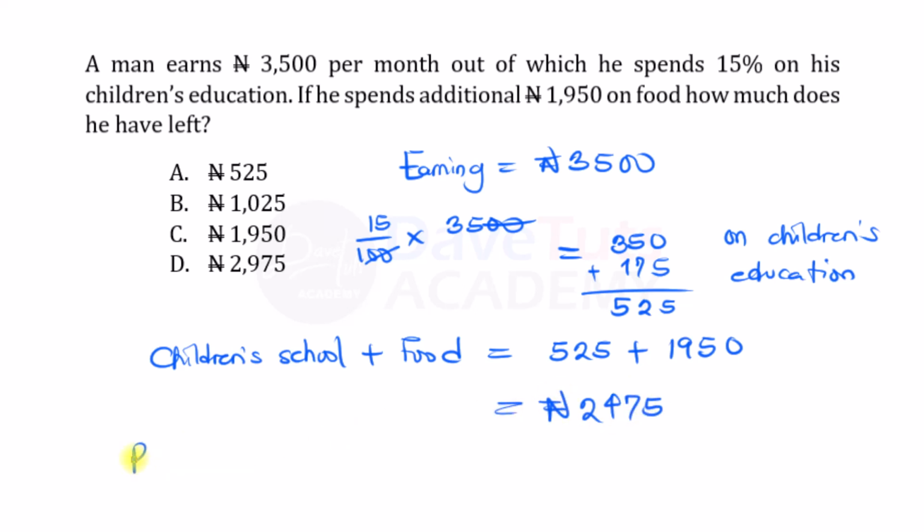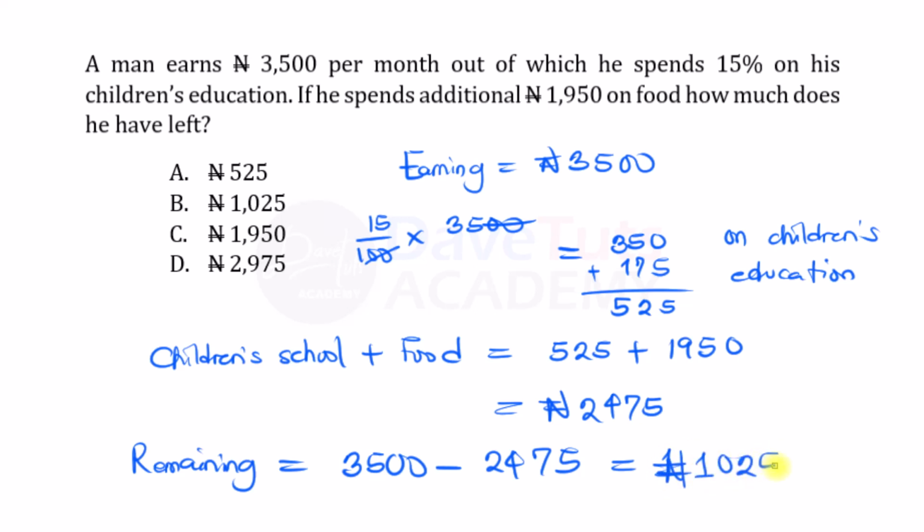So the remaining that he has will just be the amount he was earning, which was 3,500, minus this amount that we have here, 2,475. Again, look at this. If I'm saying 3,500 minus 2,500, I know that will remain just 1,000. But I'm seeing that there is some 25 that is remaining here. So this I can just say is nothing but 1,025 naira.